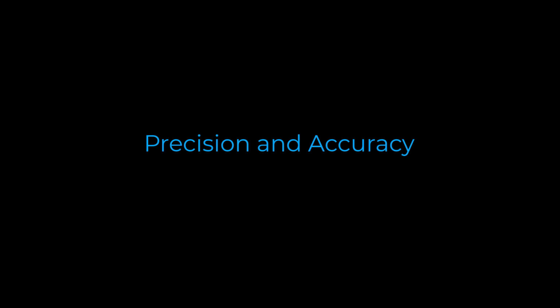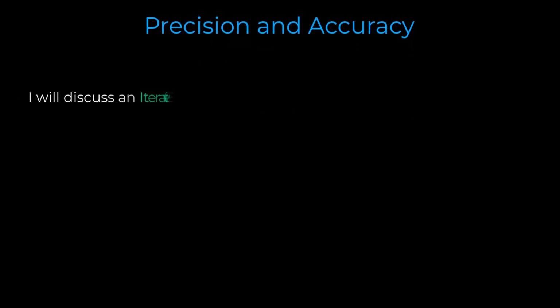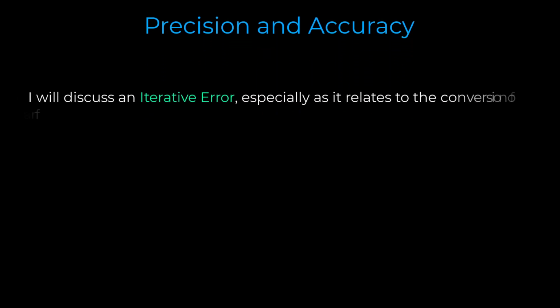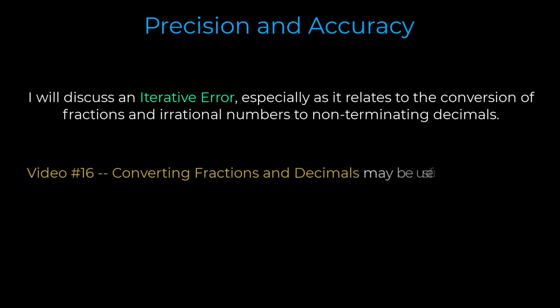Hello everyone. In this video, I would like to talk a little bit about precision and accuracy as it relates to mathematics. In particular, I'm going to cover a concept which is called an iterative error, especially as it relates to the conversion of fractions and irrational numbers to non-terminating decimals. Video number 16, Converting Fractions and Decimals, may be useful if you want to brush up on some of these concepts.